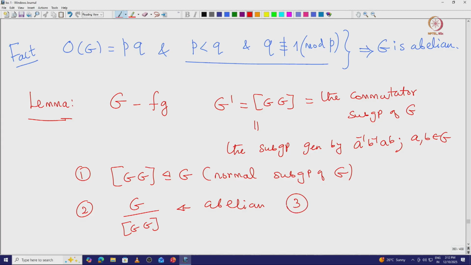So, here is the third one. Suppose N is a normal subgroup of G and G modulo N is abelian. Then we must have that N contains the commutator subgroup. So, these are some basic facts about the commutator subgroup. I am going to just leave it to you to check this.